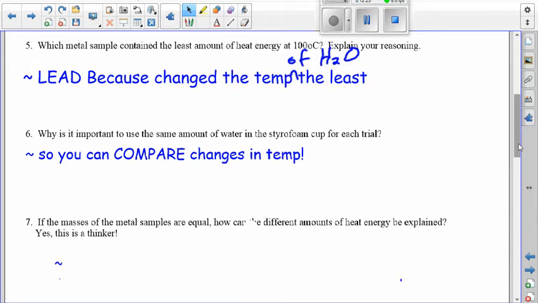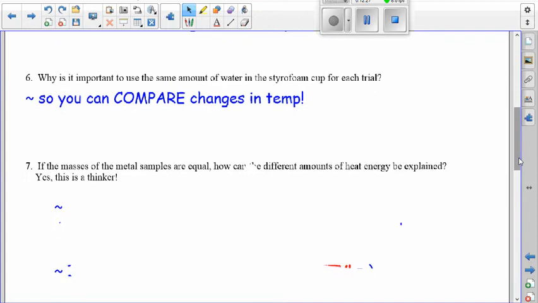Apples to apples. So here's the real question. That's a tough one. If the masses of the metal samples are equal, how can the different amounts of heat energy be explained? So in other words, aluminum threw the most amount of heat energy into the water. Lead threw the least amount of heat energy into the water. It wasn't that much. How can you explain that? How are those things different, Lacker?